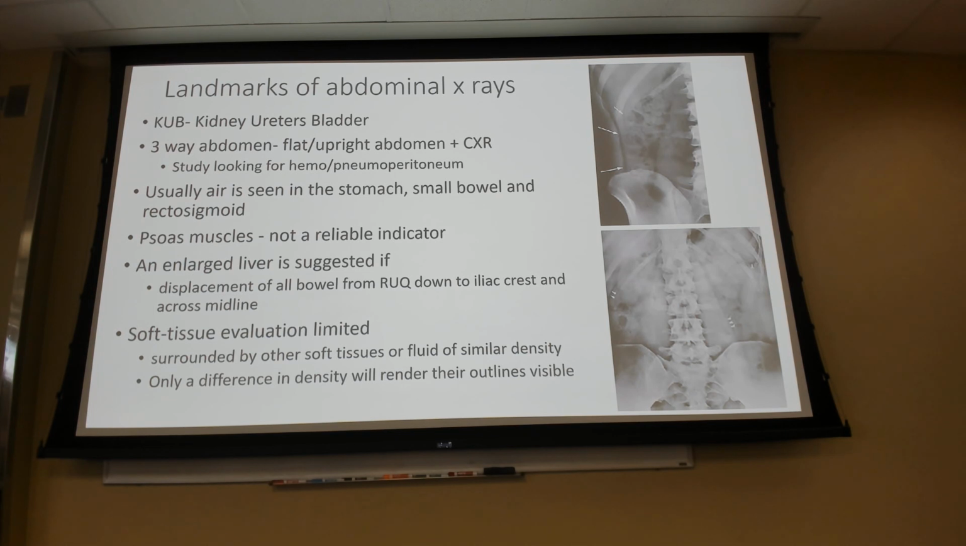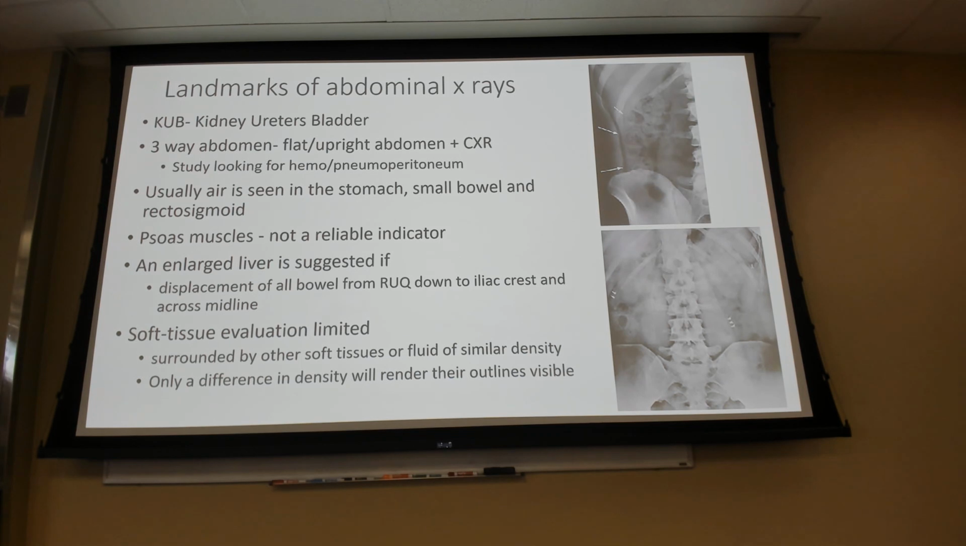All right, so obviously, like I said, your KUB, some places call it an abdominal series or abdominal film, it just depends on where you're located. Historically, it was called the KUB. And it's just a flat and an upright, plus a chest x-ray of the abdomen. The nice thing in kids is a lot of kids you can get the chest and the abdomen in just one shot, which is kind of nice.